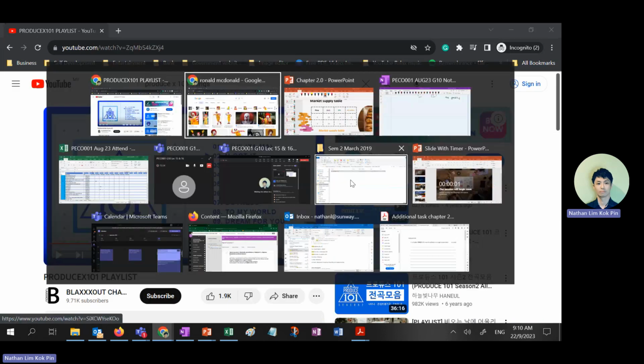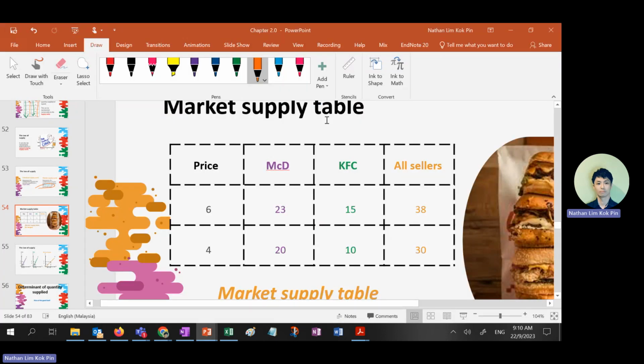Okay, so we ask Ronald McDonald again. Ronald McDonald, at the price of 4 ringgit, how many are you willing to supply? Ronald McDonald said 20 only. 20 units, because the price is very low, not very profitable. And then we have KFC. KFC is Colonel Sanders.